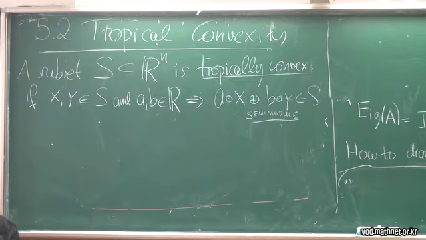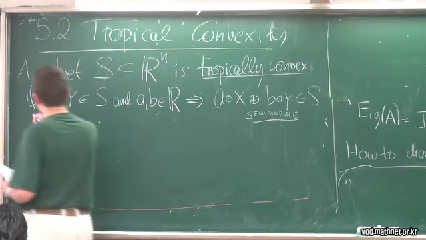A tropically convex subset of R^n is simply a sub-semi-module of R^n. R^n is a semi-module over the tropical semi-ring. We've done that, so you can multiply and add vectors. If you take a sub-semi-module of R^n, a set that's closed under tropical addition and tropical scalar multiplication, we're going to call that a tropically convex set. So our notion of convexity just means closed under tropical linear combinations.